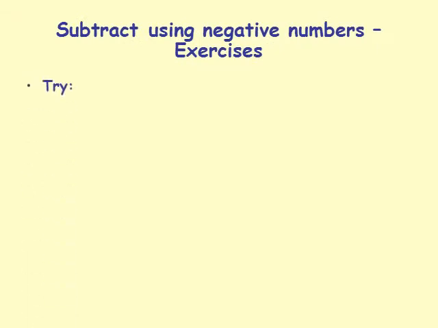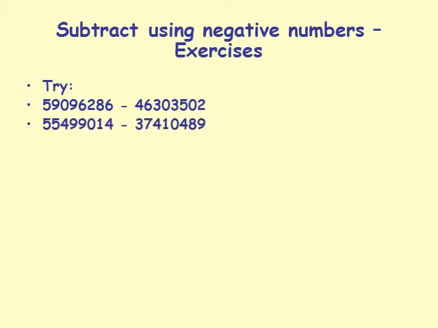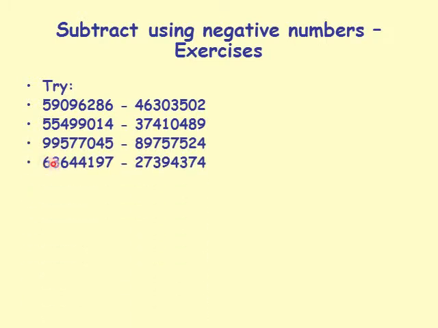Some exercises now. Try these: 59096286 minus 46303502, 5549914 minus 37410489, and some more. I have 8-digit examples here, and if you are uncomfortable doing 8-digit subtraction, drop off a few columns on the right. So if 6 digits is what you would rather do, then do 636441 minus 273943.